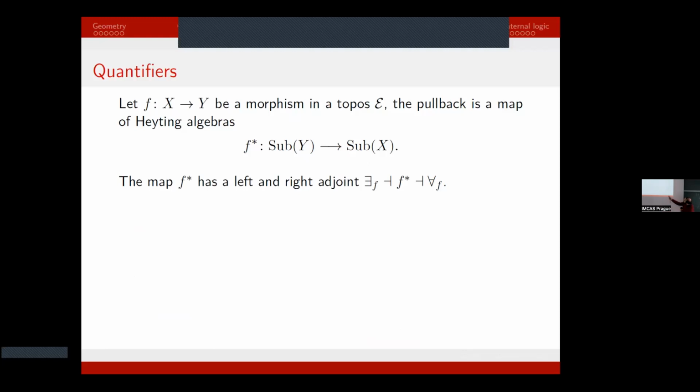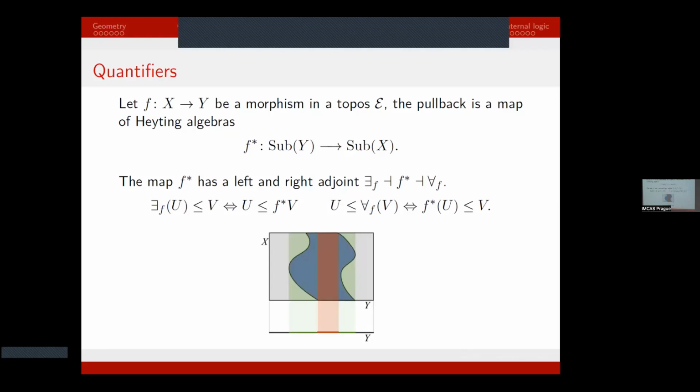What happens is this map also has a right adjoint and a left adjoint, and we call them, again not by chance, exists and for all. Why? Let's start with exists. We want it to be a left adjoint, so we put it on the left, and on the right we have the pullback. And the same, but the other way around, with for all. Let's see what it means. First of all, they are adjoint to the F star, so it goes from sub X to sub Y.